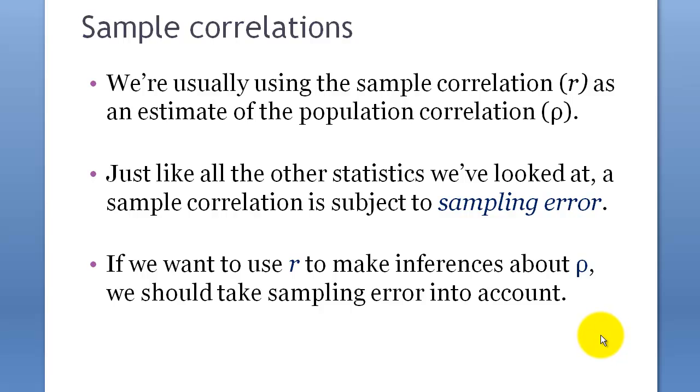Previously, we learned how to calculate the correlation r using the sample, and this is the second part of correlations, Pearson correlations. Just like all the other statistics we've looked at, a sample correlation is subject to sampling error. So we got r equals 0.68 last time, which is a pretty strong correlation, but that could be due to sampling error.